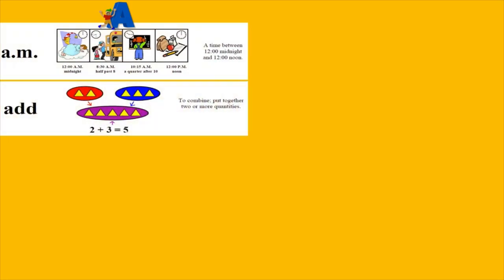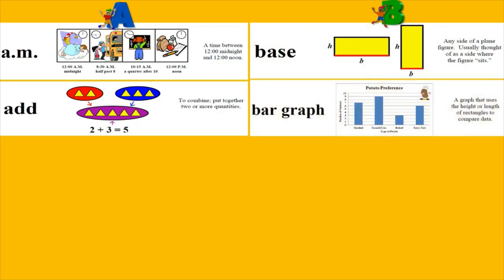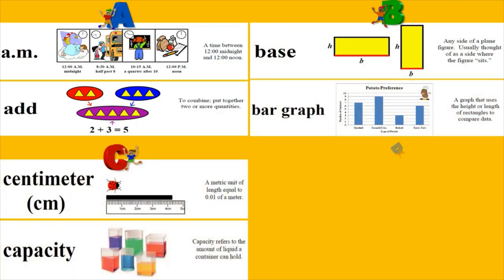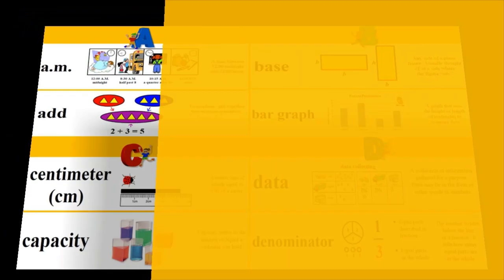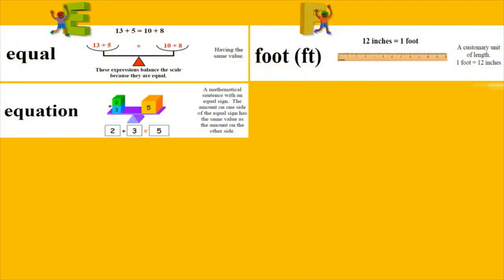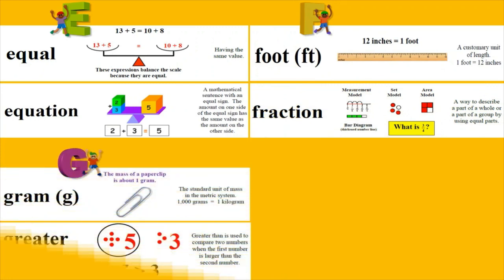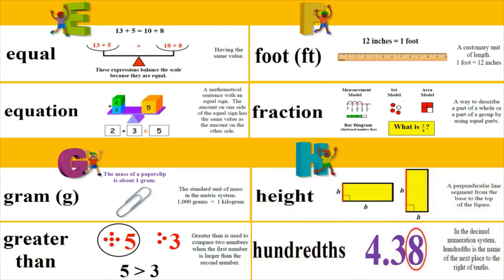A, AM, add. B, base, bar graph. C, centimeter, capacity. D, data, denominator. E, equal, equation. F, foot, fraction. G, gram, greater than. H, height, hundredths.